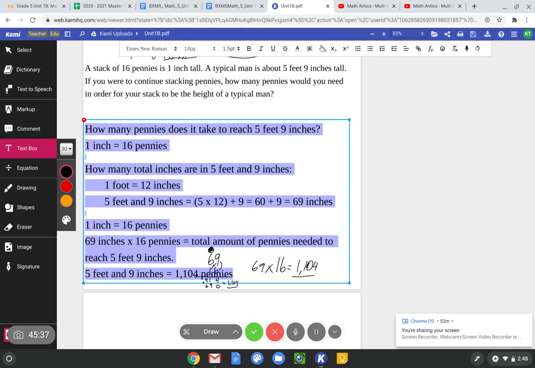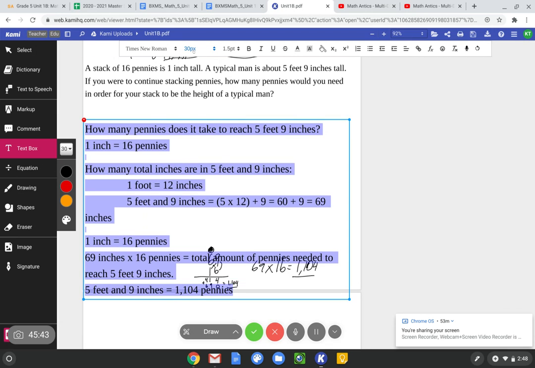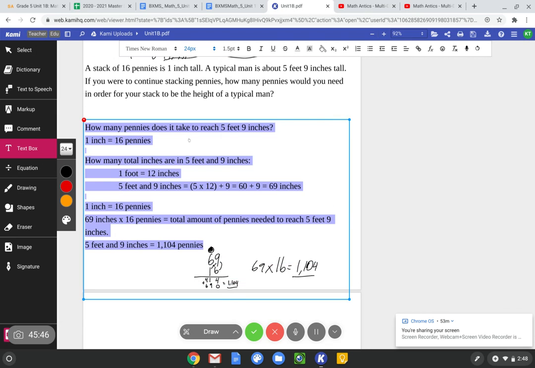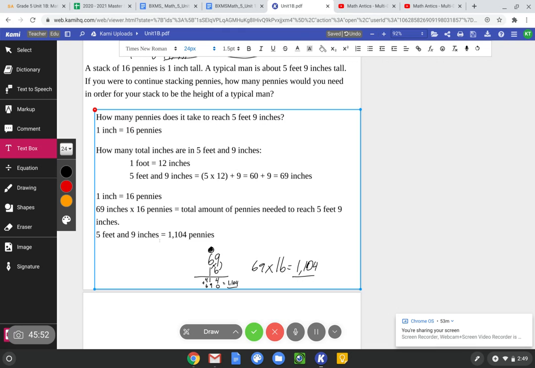I'm going to make this a bit smaller. Oh, that was a lot smaller. My bad, y'all. Oh, that's bigger. I just want to make it pretty. There we go. So 5 feet 9 inches equals 1,104 pennies.